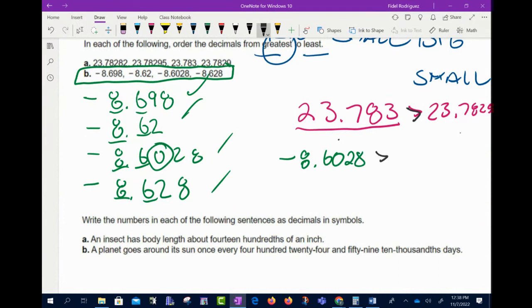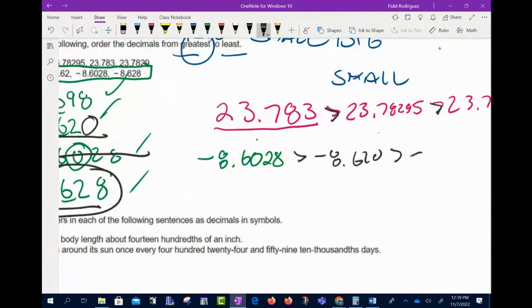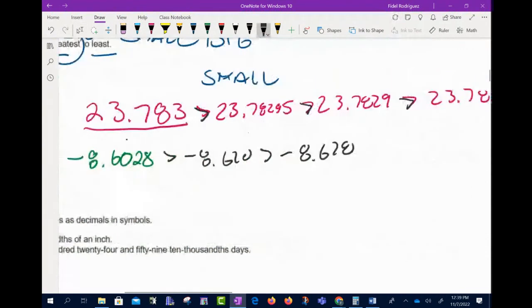And that's going to be bigger than, okay, so we got rid of this one. I want to look, okay, what's the next biggest number? Well, remember, this number right here, y'all, is a 0. This number is going to be bigger than that one. -8.620, okay? Then that's going to be my next one, -8.628. And then my last one would be this one here, -8.698.